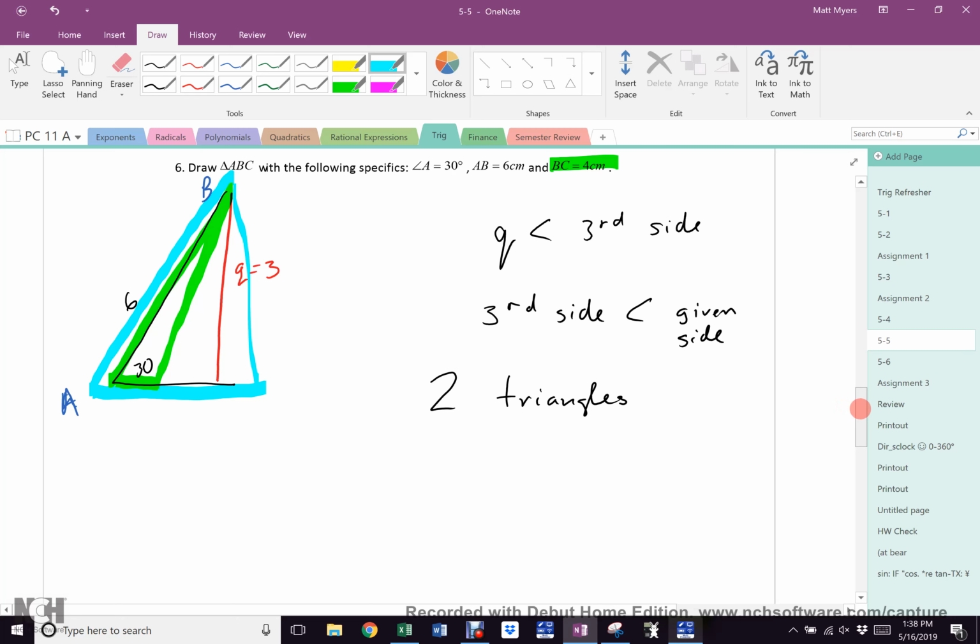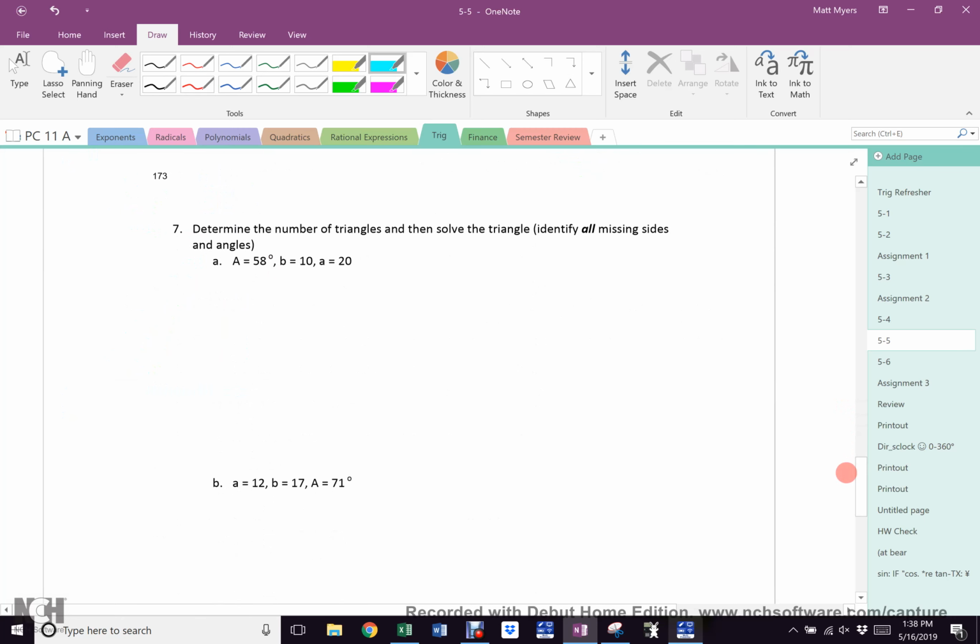All right, let's try putting it into practice. Turn the page over. Number 7, determine the number of triangles possible and then solve the triangle that we actually have. Everybody good? Okay, so what do we know? We've got an angle of 58. Does it matter that I drew it exactly the same as my 30? No, because why do we have this triangle? Just for reference, right?